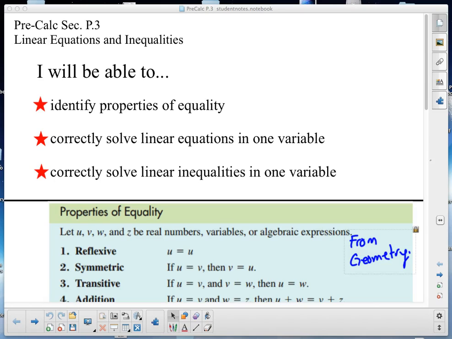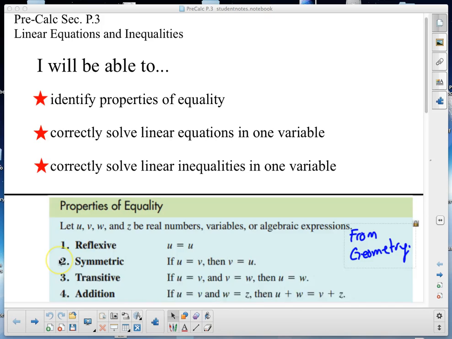All right, this is pre-calc, section P3, linear equations and inequalities. Okay, this is a review for you all, but we should be able to identify properties of equality, correctly solve linear equations in one variable, and then correctly solve linear inequalities in one variable.